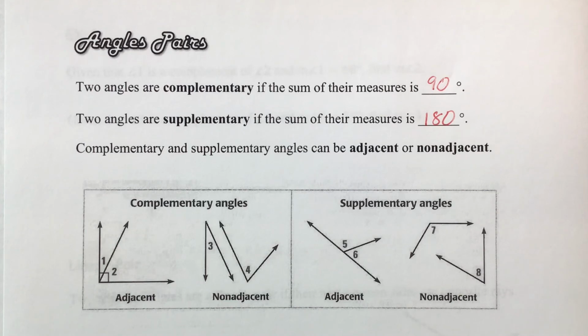Complementary and supplementary angles can either be adjacent or non-adjacent. Adjacent means that they are next to and in contact with each other. At least that's how I like to describe it in mathematics, that they're also in contact with each other.